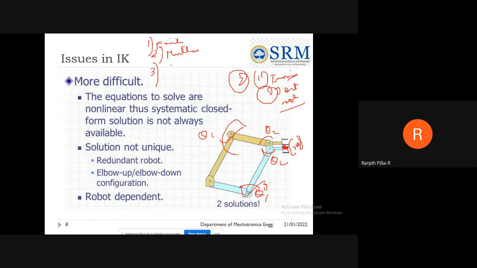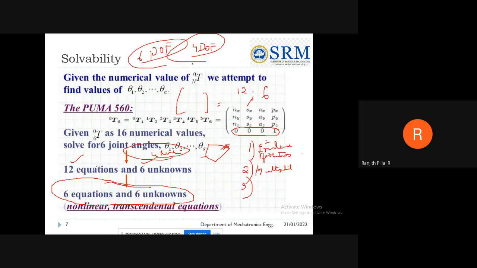Then there is basically the complexity, which I already told you about. These are non-linear equations, highly non-linear equations. Now think of this: this is again an issue, where you have 12 equations and 6 unknowns at the max, and you have to bring it down to 6 equations and 6 unknowns, which are highly non-linear. So this is again an issue.